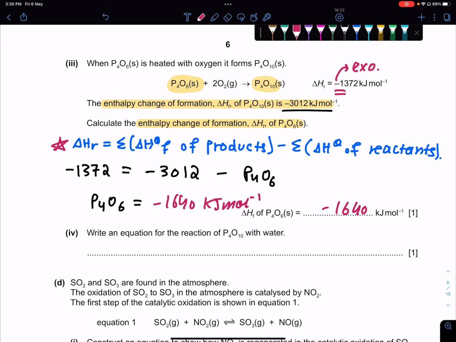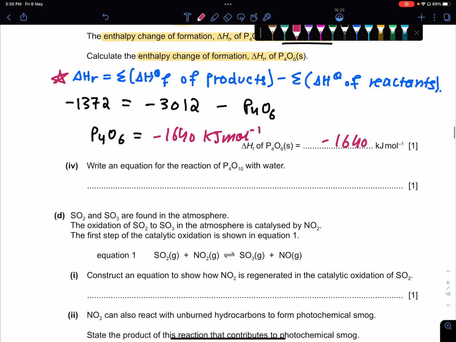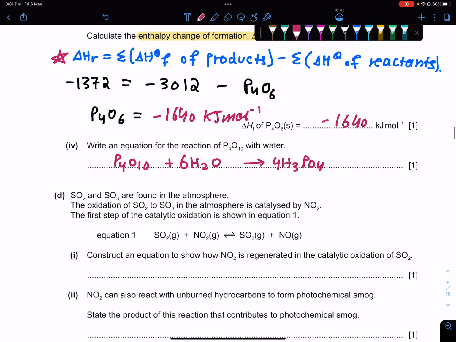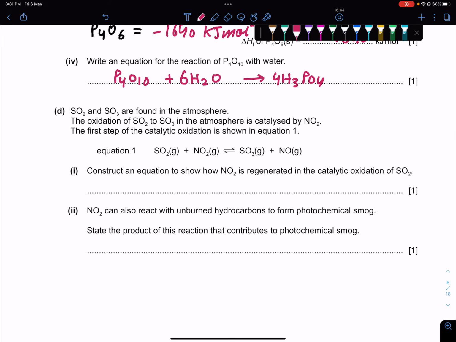Okay, very easy, right? Write an equation for the reaction of P4O10 with water. Phosphoric acid will form. P4O10 plus H2O makes phosphoric acid, H3PO4. You can balance it. There are 4 phosphorus on the left hand side, so 4 here, and now there are 12 hydrogens, so 6 here, right? Oxygen should be balanced. There are 16 oxygens, right?